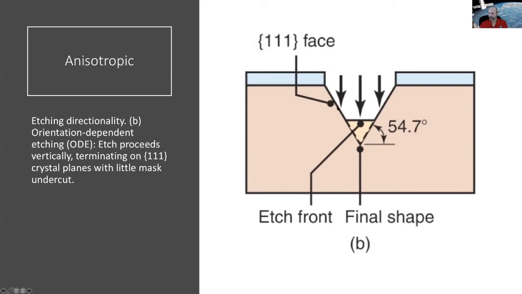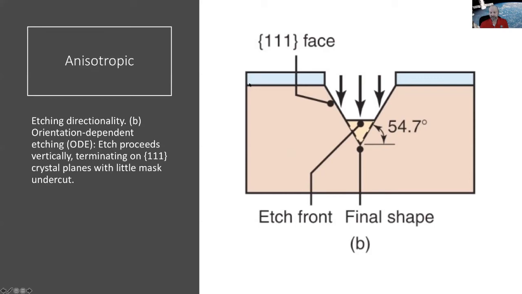If we let it keep etching and keep etching, the planes will finally meet, and for all intents and purposes, the etch is stopped. So you can make a nice V groove that's very well defined. The depth is defined by how big your opening is on top. So you can leverage that crystal structure to get different shapes, and you do that through anisotropic etching.